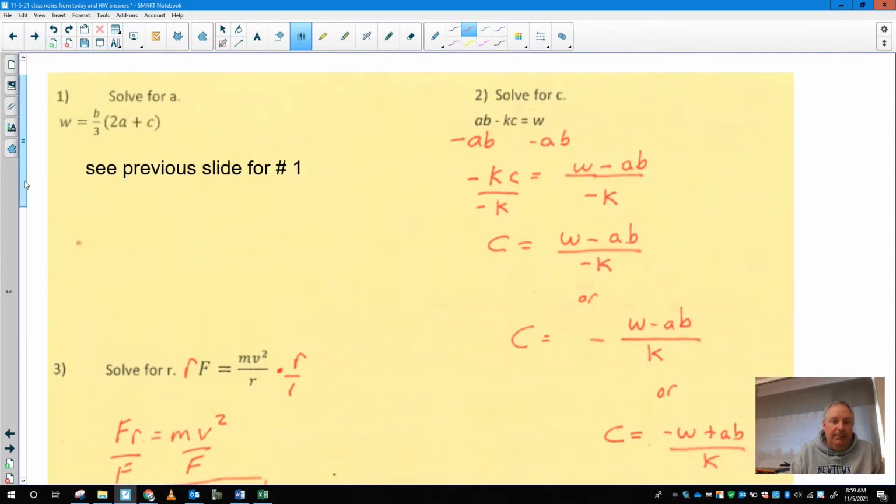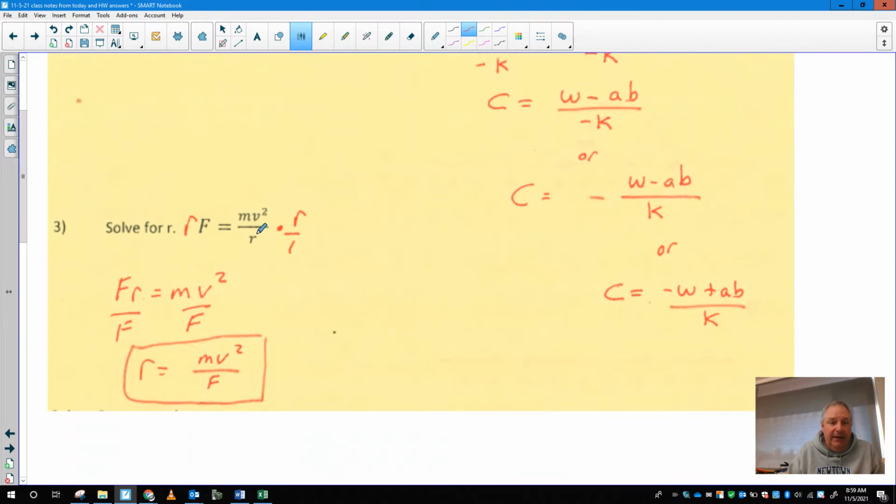All right. Number 3. You can't have the r on the bottom. So that's why I have to multiply both sides by r to move it to the numerator. And then I can divide by f.